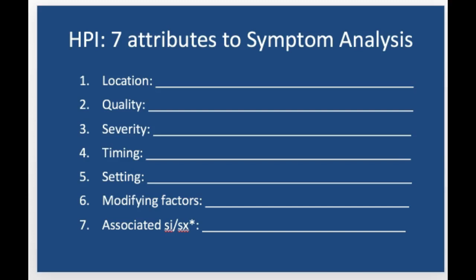And then the associated signs and symptoms. This is your focused review of systems. So you are looking at the different systems and talking about the symptoms of each of those systems. Does that make sense? Did I even say that right? So for someone with a cough, you might talk about the constitutional section and say, do you have any fever or chills?